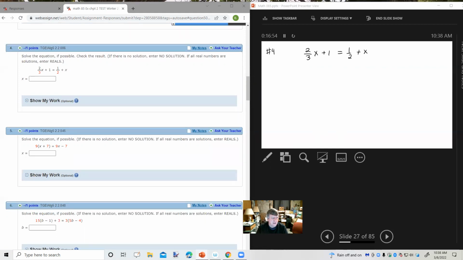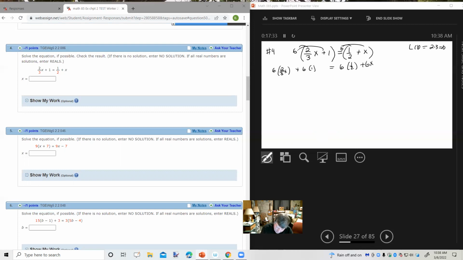So we have an equation containing several fractions. To clear the fractions, we're going to multiply both sides of the equation by the least common denominator of all the denominators up there. Well, we have a 3, an implied 1, a 2, and an implied 1. So the least common denominator would be what? 2 times 3 or 6. So I'm going to multiply both sides by 6. So distributing, 6 times 2/3 x plus 6 times 1 equals 6 times 1/2 plus 6 times x.